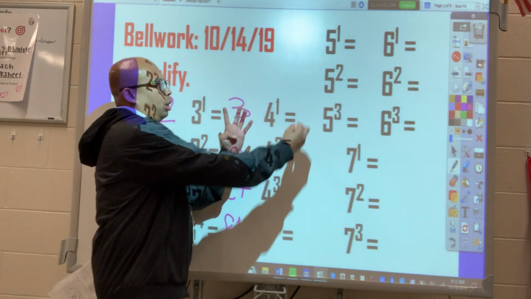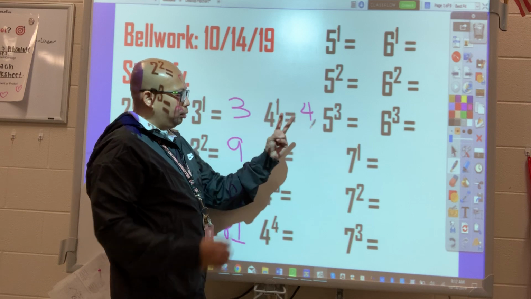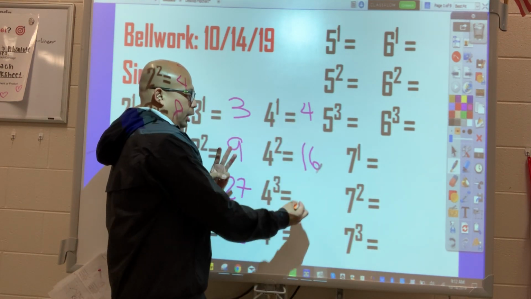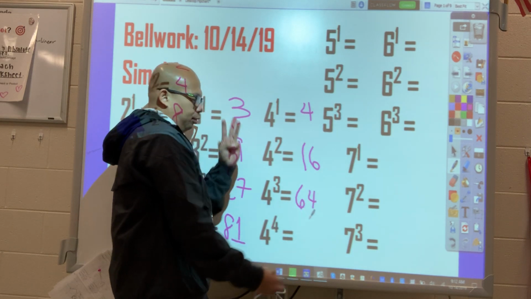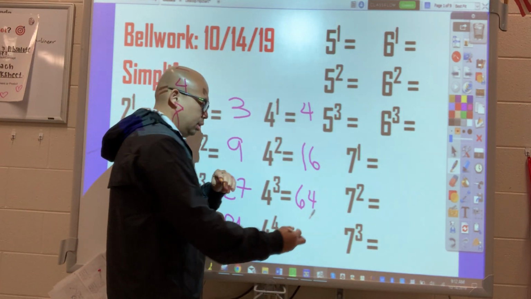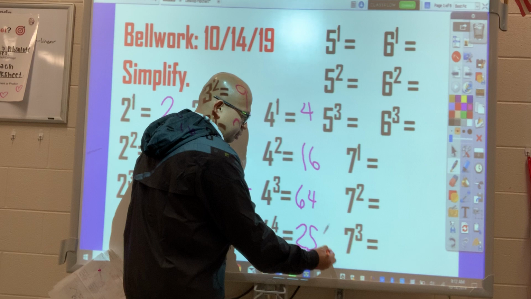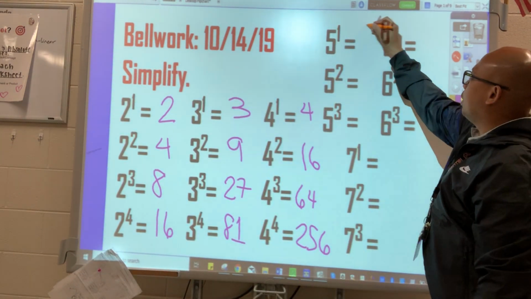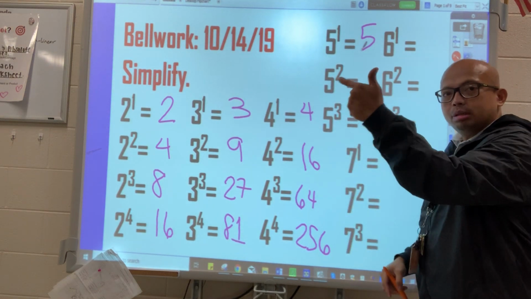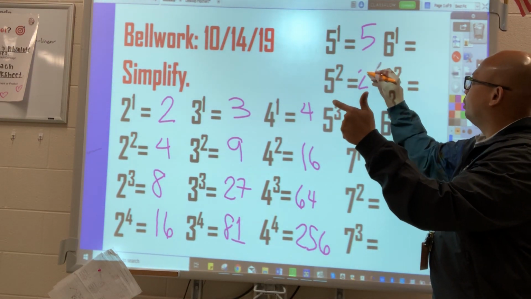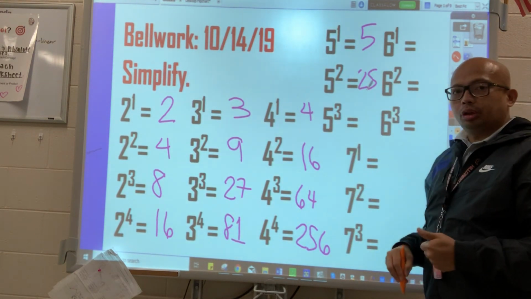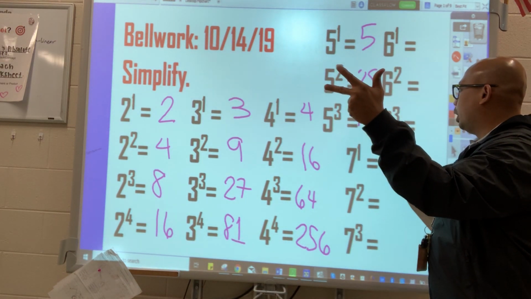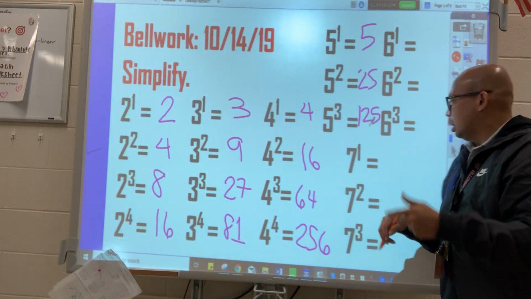4 to the 1 is 4. You multiply it by 4 for the second time, it will be 16. So the third one will be 64. And for the fourth one, it's 256. 5 to the first power is 5. 5 to the second, 5 times 5, it's 25. 5 to the third is not 15. 5 times 5 is 25, times 5 again, it's 125. Am I right, guys? Yep.